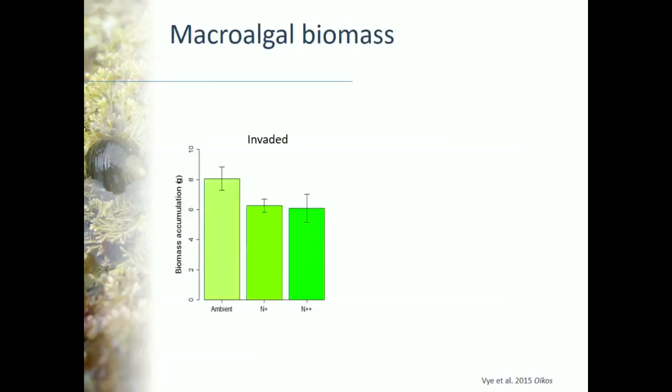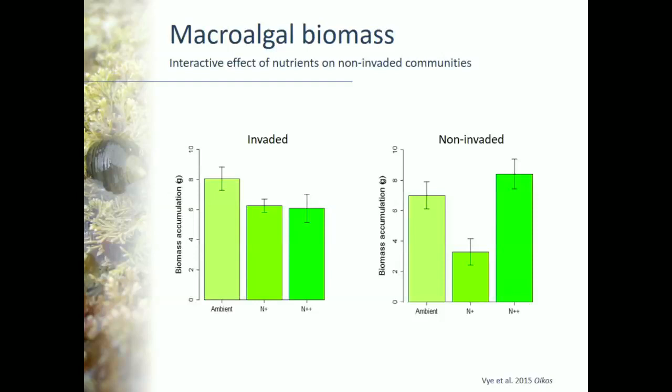So when we looked at the effects of nutrients, again, the invaded systems seemed to be quite resistant to the other stressors, the nutrients and the warming that we were applying. And we had another interactive effect. This time it was very dose dependent in the non-invaded systems. So in our native rock pools, biomass accumulation dropped quite a lot when we added a bit of nutrients. But in our high nutrient treatment, which would mimic a quite nutrient-enriched environment, it appears to recover.